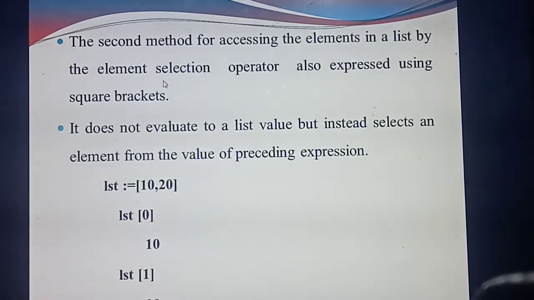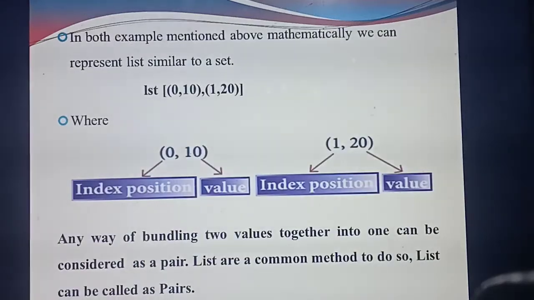So what's the name of the list now? LST. So LST of 0 means what answer you will get? What's at the 0th index place? 10. Sorry, LST of 1. In the place value of 1, what's the value? 20. Understood this question? Two methods you have studied, isn't it?